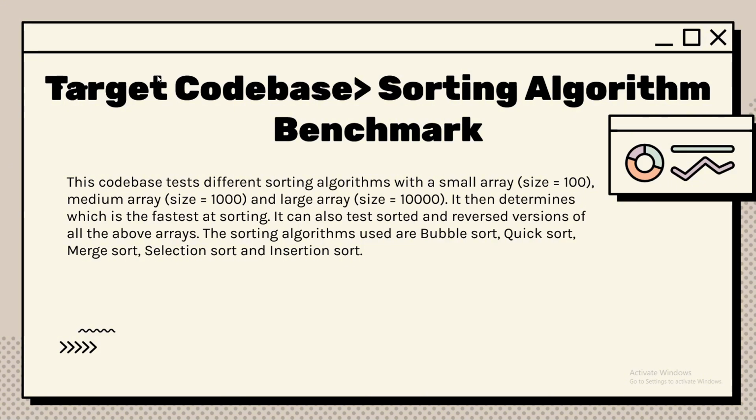So our target code base was the sorting algorithm benchmark, which will test different sorting algorithms with the small size array being 100, medium size array being 1000, and the large array being 10,000. It will then determine which is the fastest at sorting the given array, and it can also test sorted and reversed versions of all the above arrays. The sorting algorithms used are bubble sort, quick sort, merge sort, selection sort, and insertion sort.